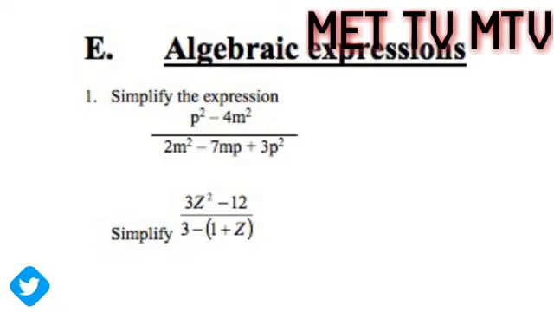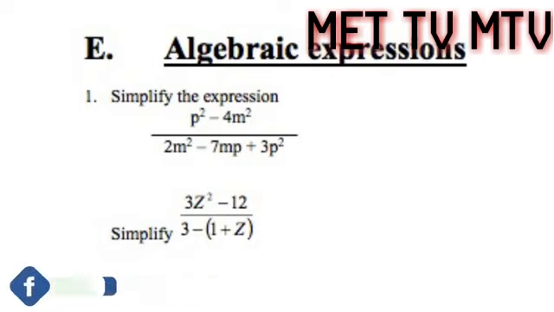We go to algebraic expressions. Question number 9: p squared minus 4m squared divided by 2m squared minus 7mp plus 3p squared. So when we are solving this algebraic expression, you look at the numerator and then you look at the denominator.